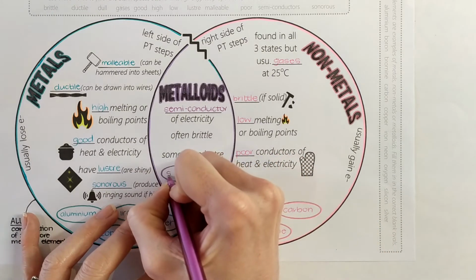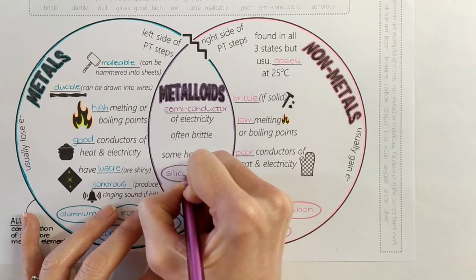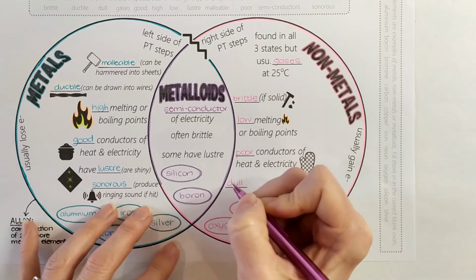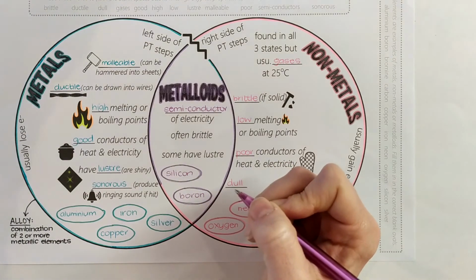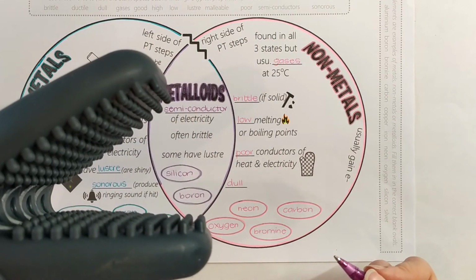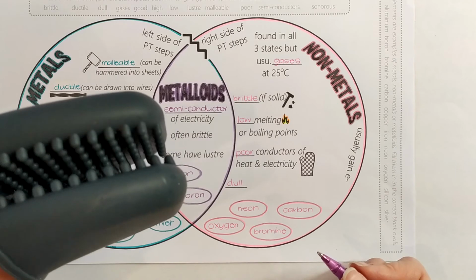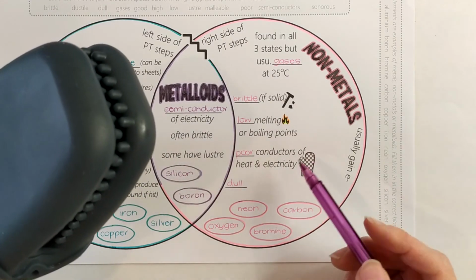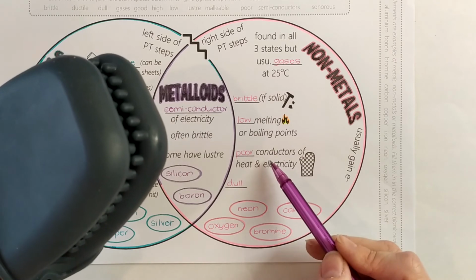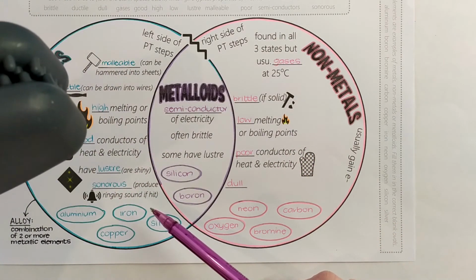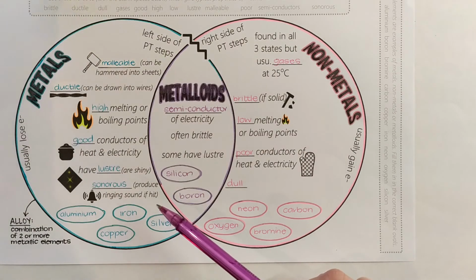Examples of this are silicon and boron. To compare to my material oven mitt, here's an example of a silicon oven mitt. This is obviously not only made of the element silicon, but it's largely made of it. So in this case it has the insulating properties of non-metals, but some of the properties of metals, in that it is fairly flexible.